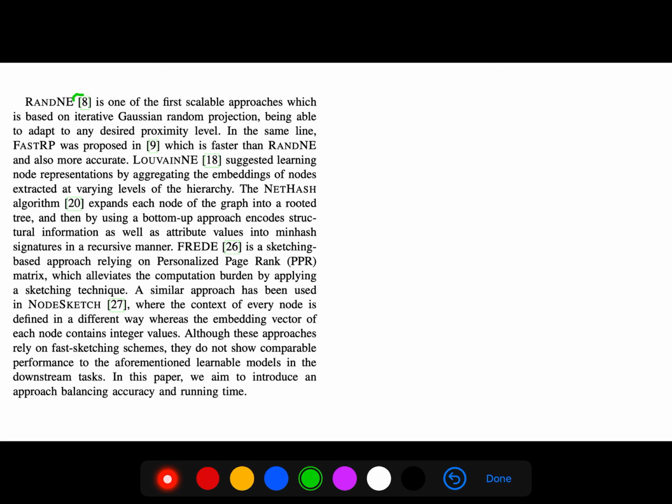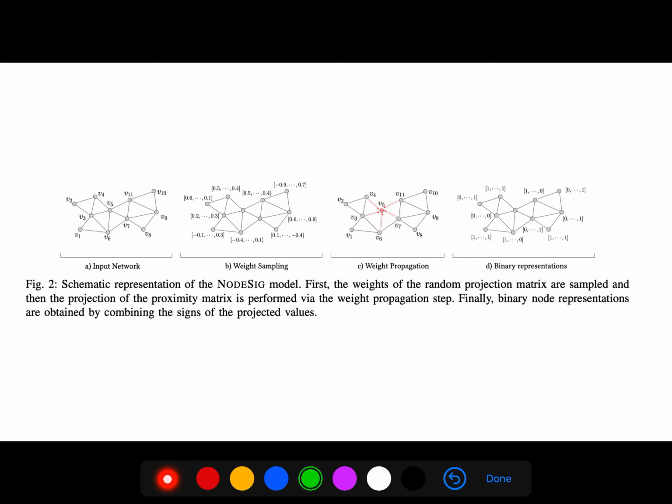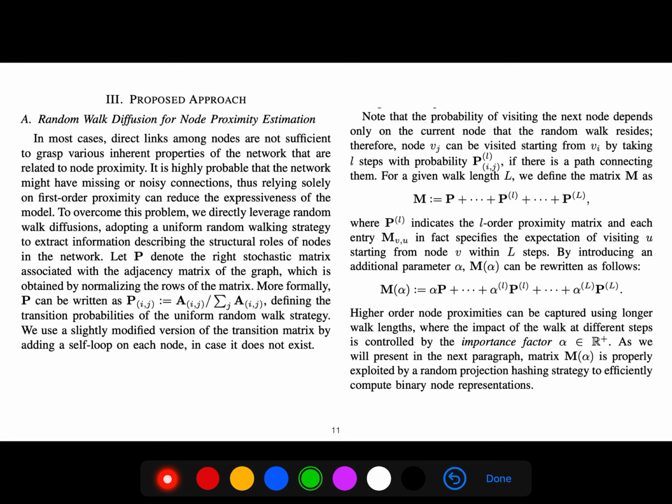This paper also is important. RAND-NE is one of the first scalable approaches which is based on iterative Gaussian random projection, being able to adapt to any desired proximity level. So this is a schematic representation of NODESIG, this paper: first the weights of the random projection matrix are sampled, and then projection of the proximity matrix is performed via the weight propagation step. Finally, binary node representations are obtained by combining the signs of the projected values.